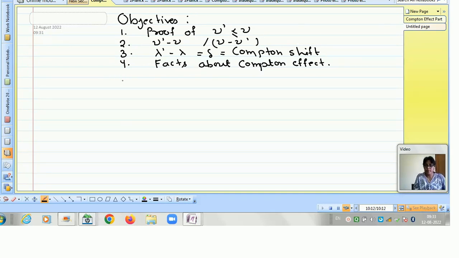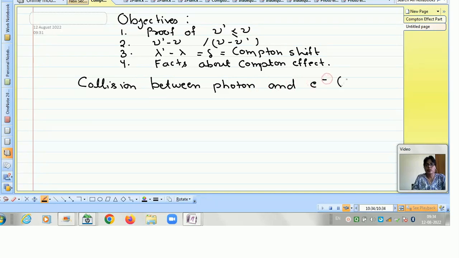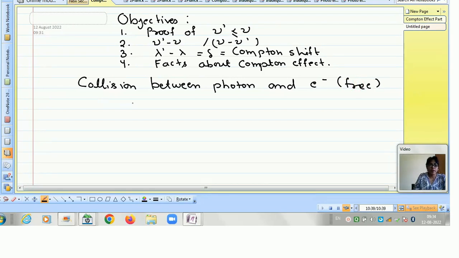So as I already said, the problem is like a collision. It is like an elastic collision between a photon and an electron, a free electron. So here we are treating the electron as a free electron. So let us make a diagram. Suppose this is the line of action, the line of action in the x direction.